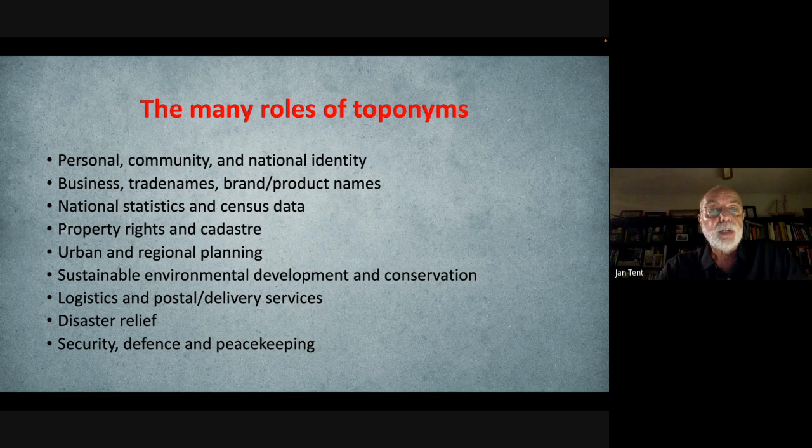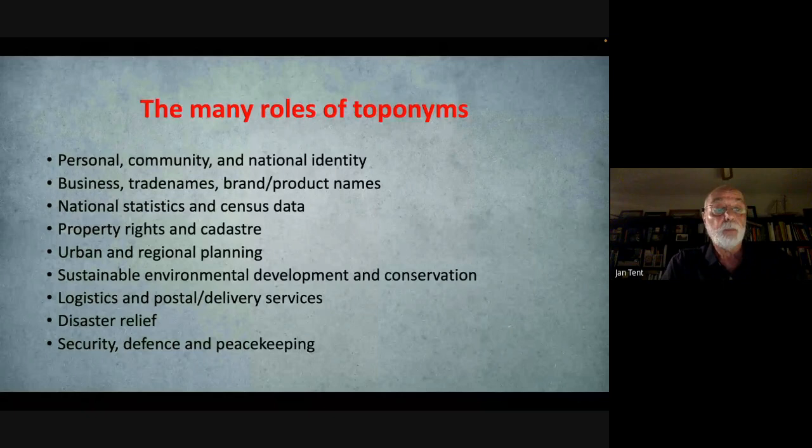So place names are very important for personal identity, community identity, and national identity. They also form parts of names of businesses, trade names, product names. We'll see some examples later on. But they are also important for national statistics and census data, and property rights and cadastre. Cadastre is, we have cadastral maps that show boundaries, property boundaries. So we have to know which property belongs to who, and properties and councils and towns are all on these maps, and we have to know where the borders are of these particular places.